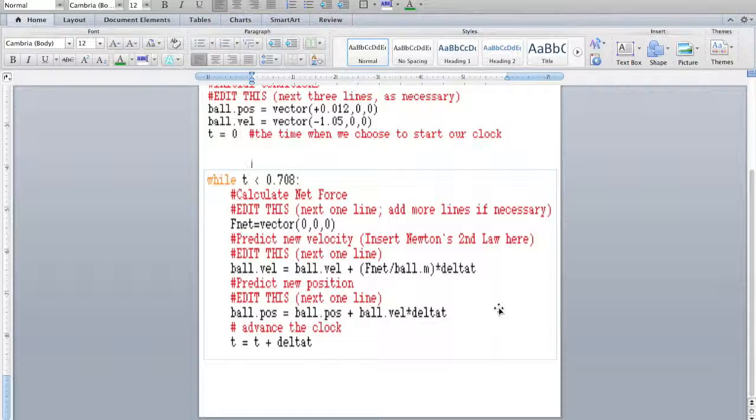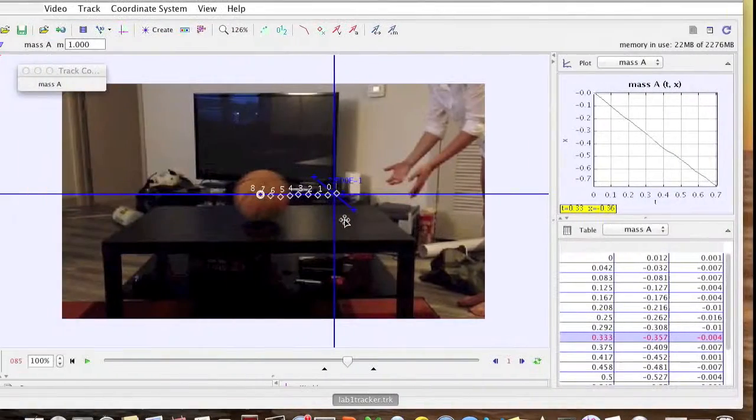The velocity equation is the next line of code defined. And then over here, the next really important line is the position equation. And this line right here, advance the clock, t equals t plus delta t. This is to advance time as the code runs, so each time, it's like a loop. Every time this happens, the ball will move forward in its velocity and its position.